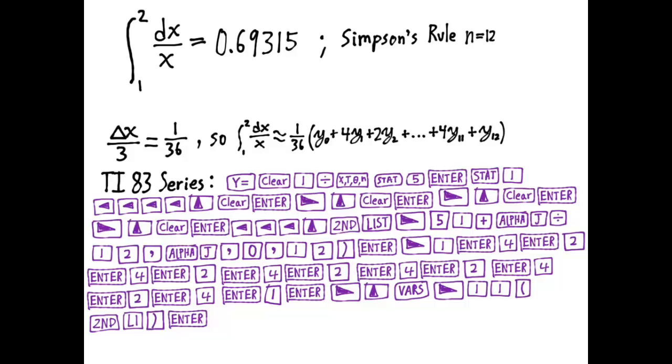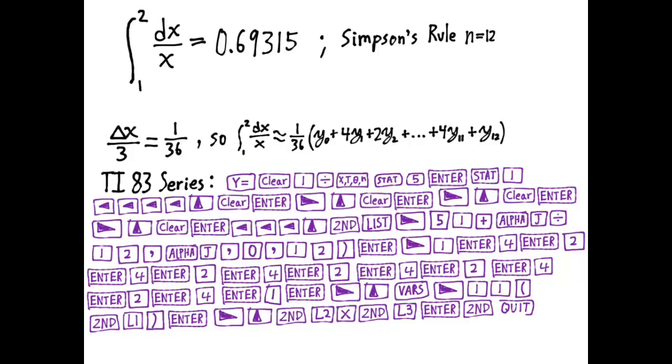The next thing we need to do is multiply them so that we have 1 times the first, 4 times the second, 2 times the third, and so on. In other words, we want to now make L4, right arrow, up arrow, make L4 equal to L2 times L3. So press second 2 times second 3 and press enter. L4 is now the actual numbers in this sum. We now need to add them up and divide by 36 to get our Simpson's rule approximation.